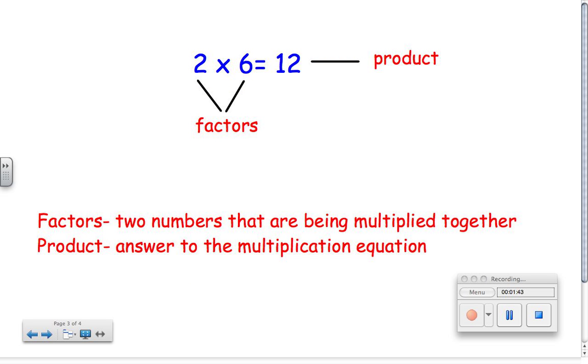Here is a multiplication equation at the top that says 2 times 6 equals 12. 2 and 6 are our factors. Factors are two numbers that are being multiplied together. The product of this equation is 12. The product is the answer to the multiplication equation.